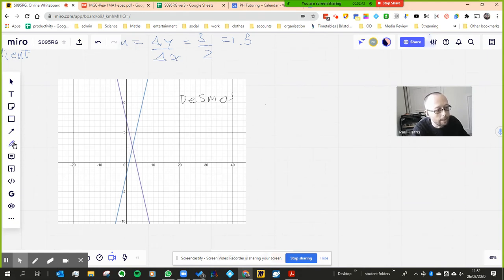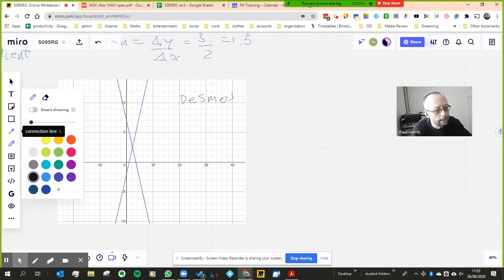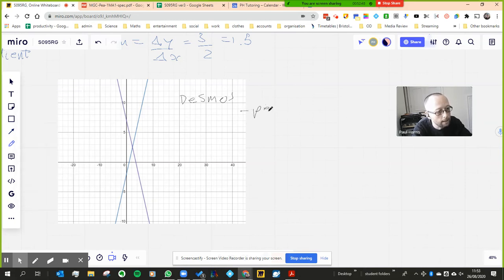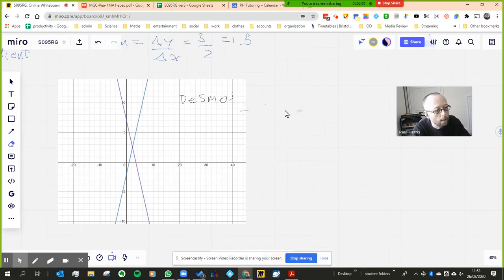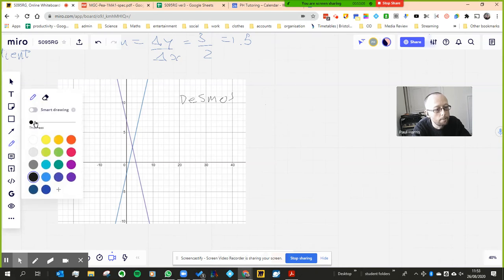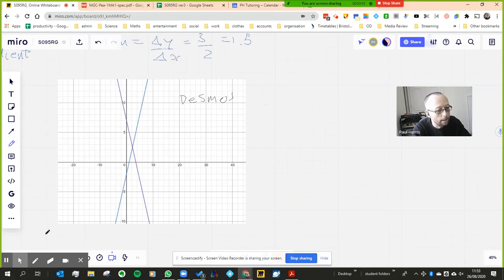Now, what we're going to look at next time is perpendicular and parallel lines. We did look at this in the past, but we're going to look at perpendicular and parallel lines next lesson, I think. But that's basically all you need to know about straight line graphs.